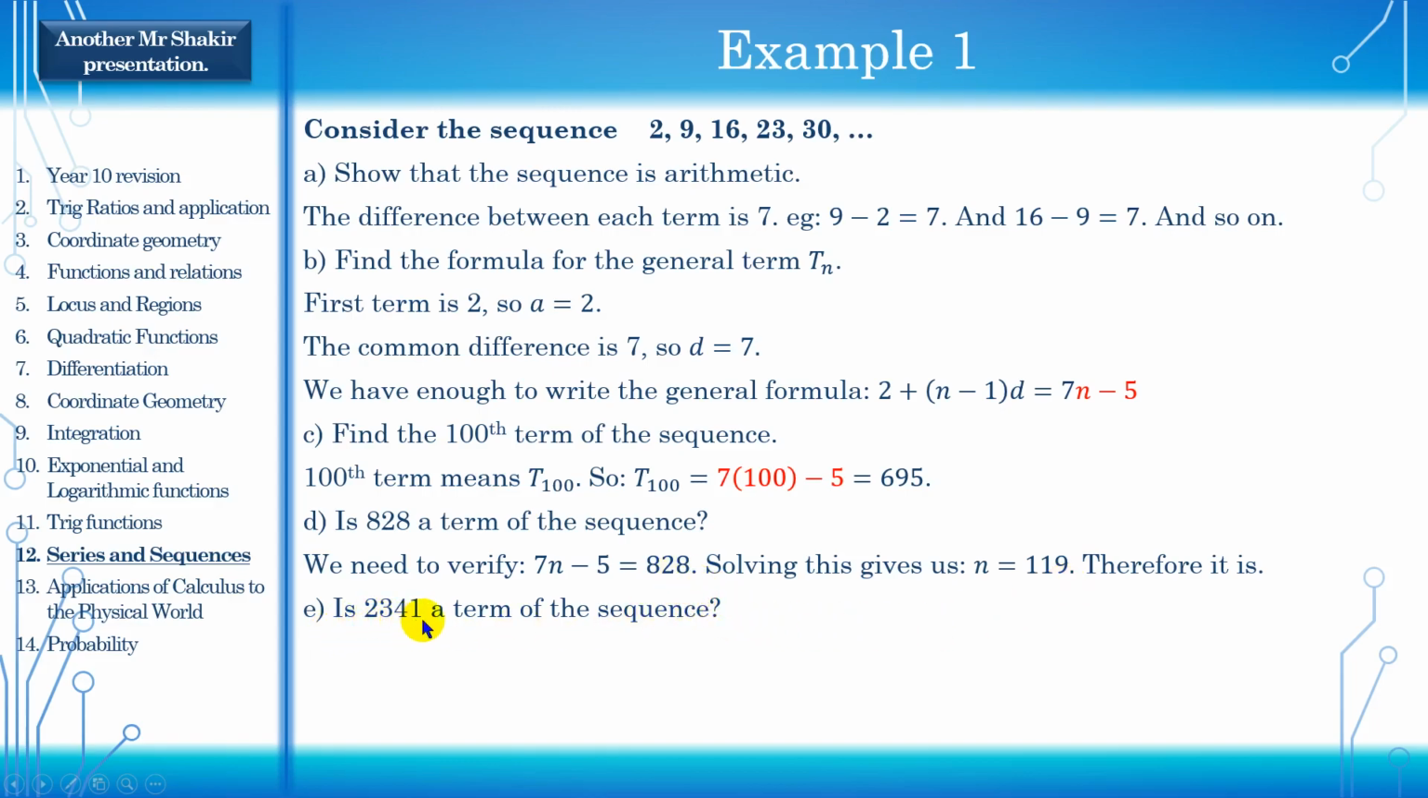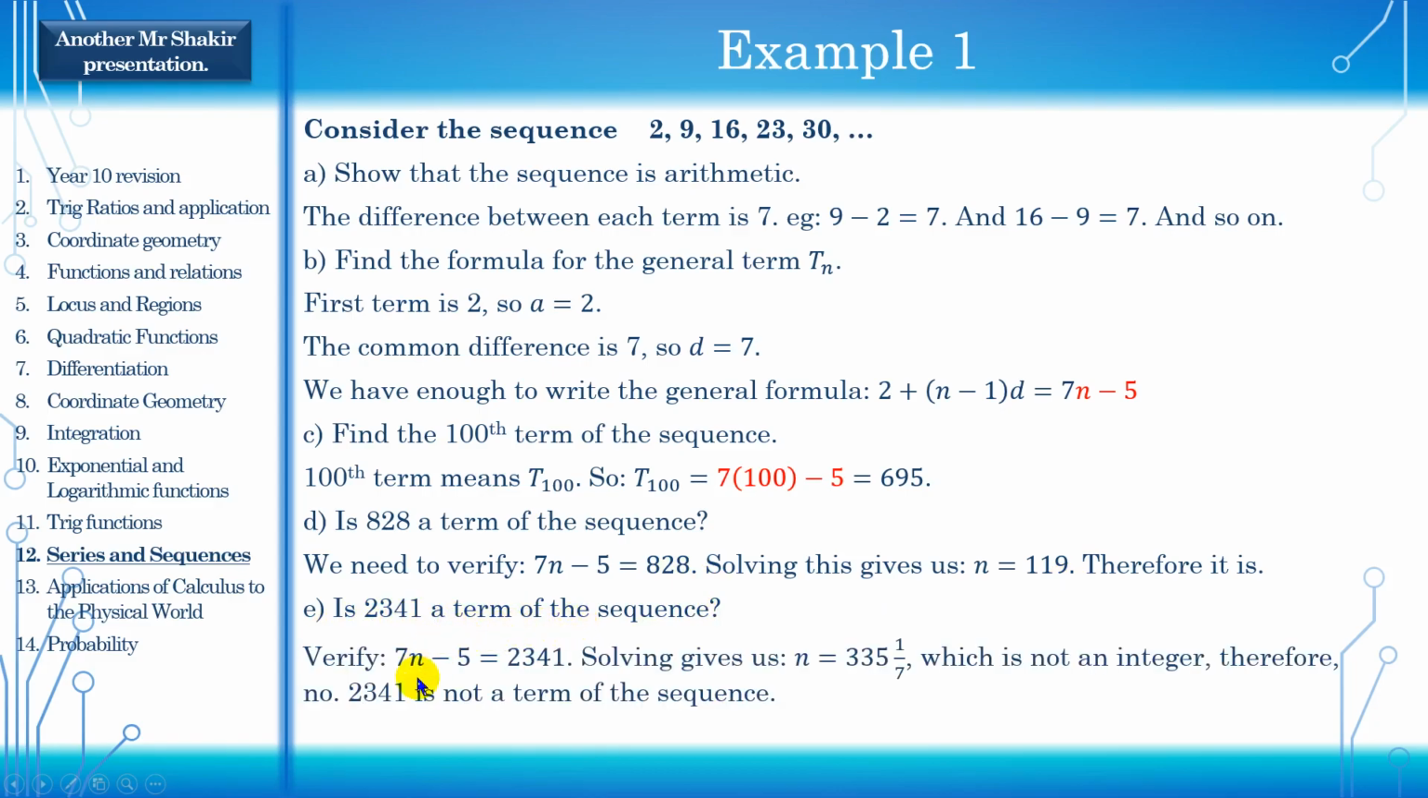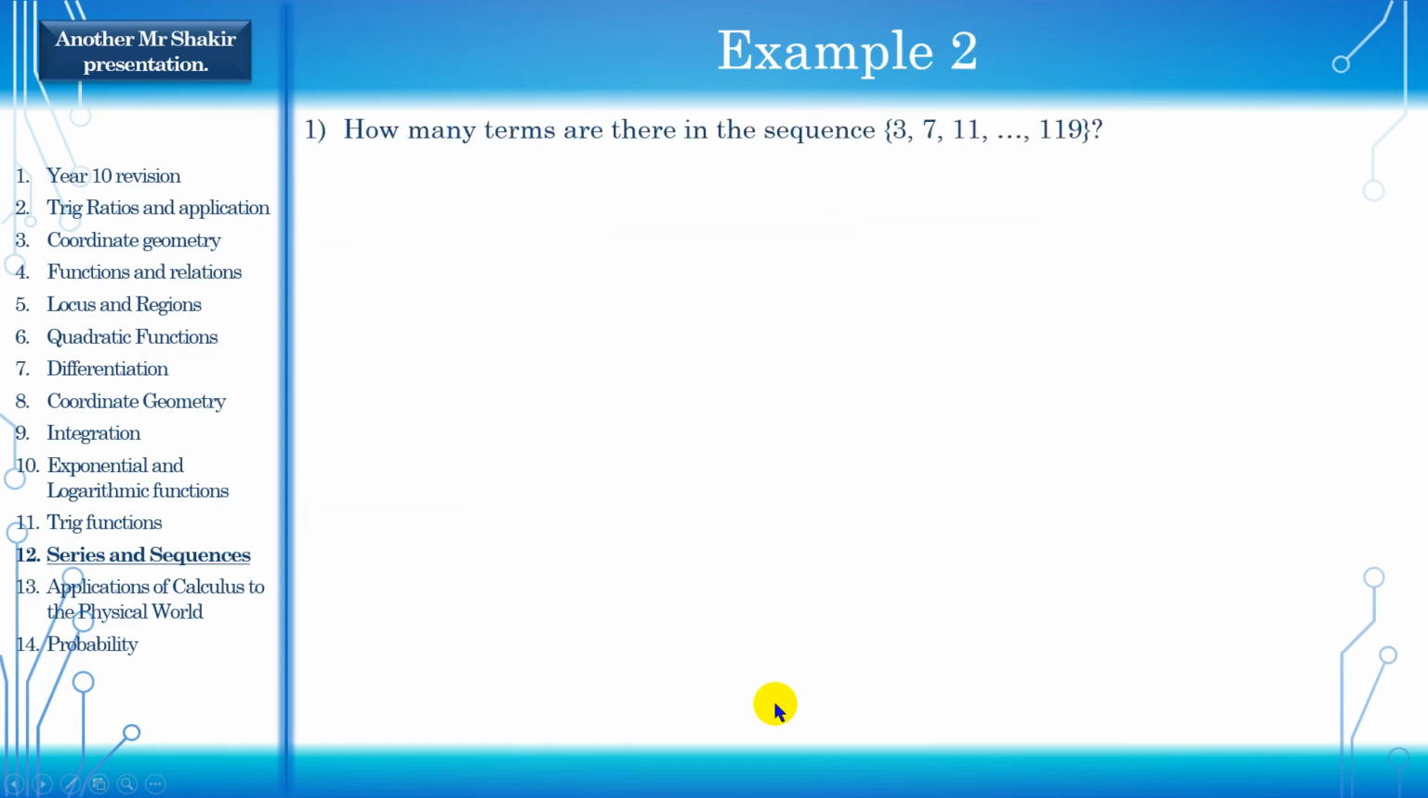Similarly, 2341, is that a term of the sequence? We sub it in, and we find out no, it is not. It does not give us a whole number. If we solve that algebraically, we find that n is equal to 335 and 1/7. Therefore, that doesn't make sense, right? So therefore, it is not a term of the sequence.